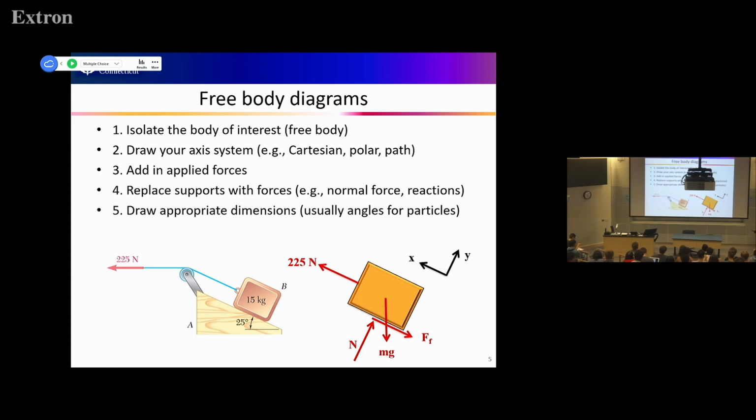And then draw appropriate dimensions. Here, this is a rigid body, so it doesn't have any dimension per se, but it has an angle here of the inclined surface. So these are the 5 steps to plot the free body diagram. We will not plot the free body diagram today, but you will with your TA on Thursday, in 2D and also 3D.